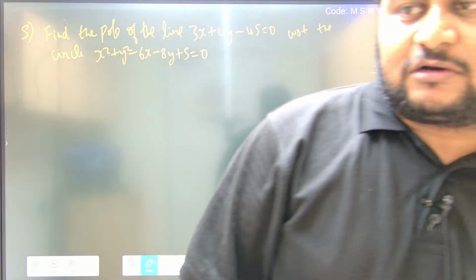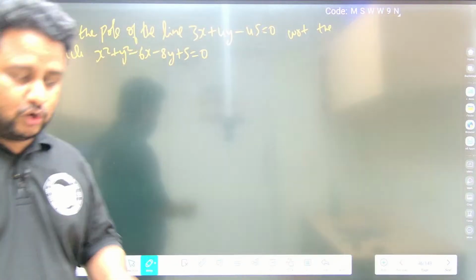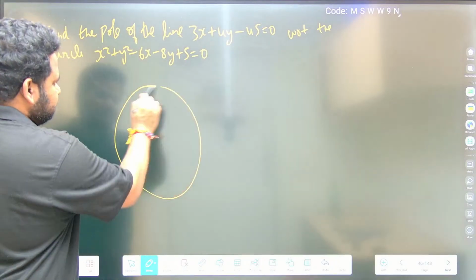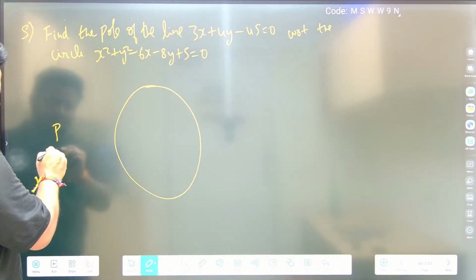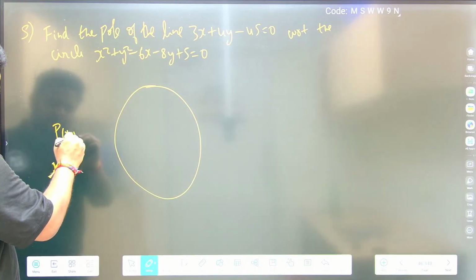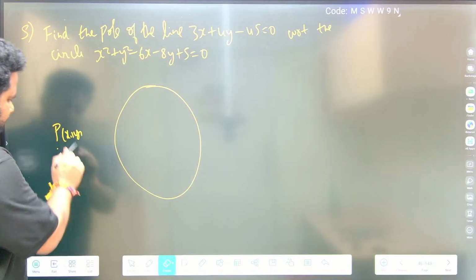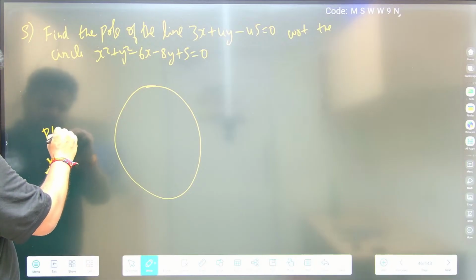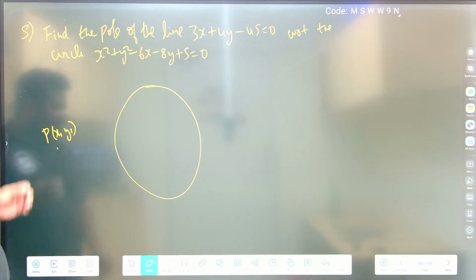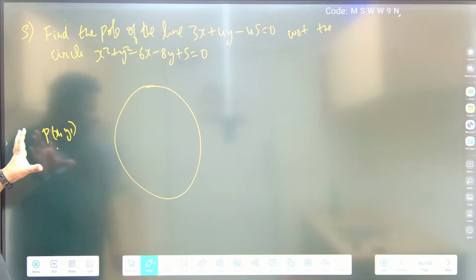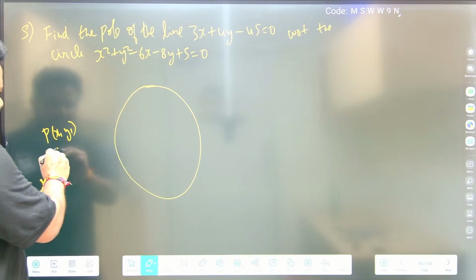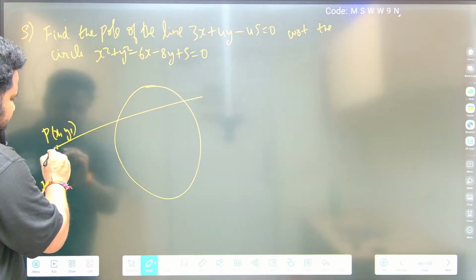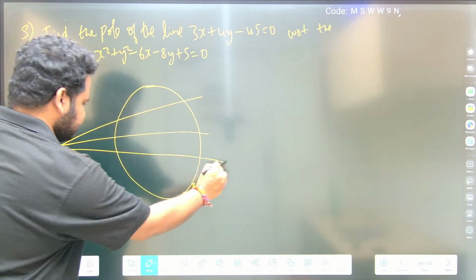But before solving the question, let me explain to you what is pole. You should know what is pole. Now, let this be the circle. Let this point be P(x1, y1). Suppose, assuming that this point P is the pole, what does it mean? Suppose you are drawing any number of lines like this, cutting the circle.